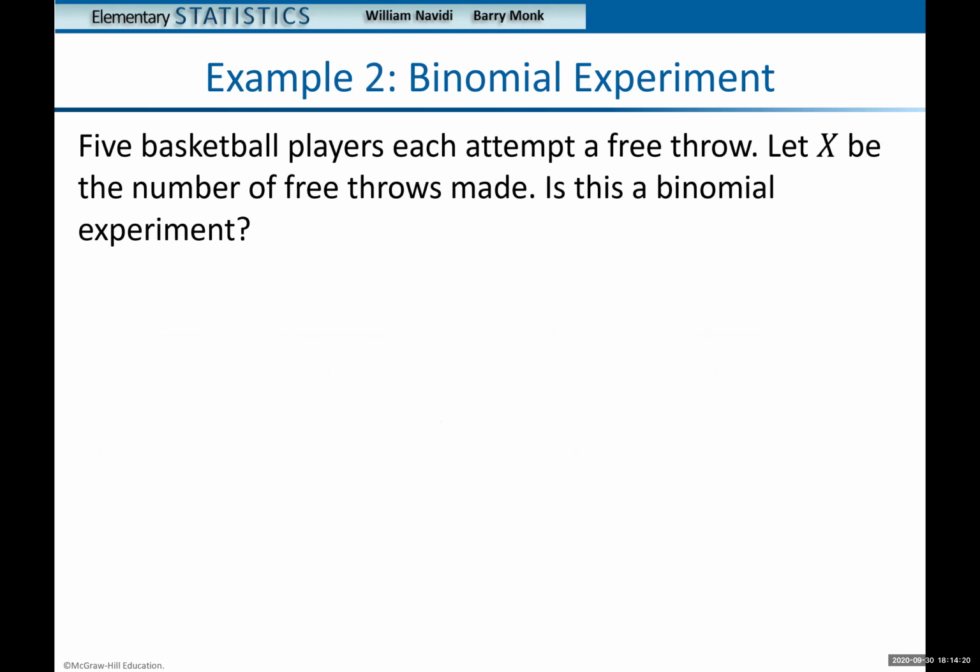Okay, how about this one? Five basketball players each attempt a free throw. Let X be the number of free throws made. Is this a binomial experiment? What do you think? Why not? Michael, why not?